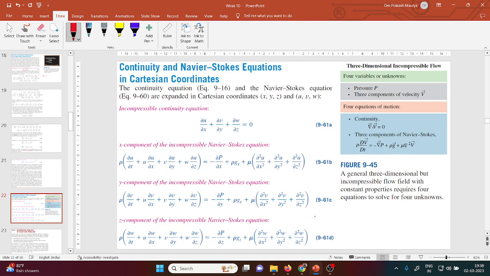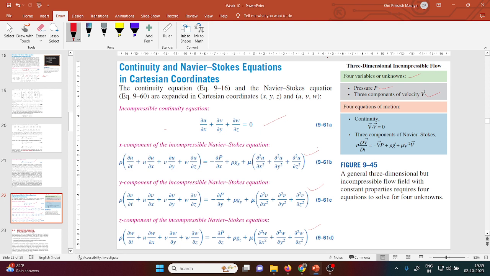In the Cartesian coordinates, the continuity equation for incompressible flow is this, as we discussed in the previous slides. The Navier-Stokes equation has three components: the x direction equation is like that, and y is like that, and so on. If you see here, only four variables are there in these equations. For three-dimensional incompressible fluid flow, there are four unknowns: one is pressure, and three are the velocity components.